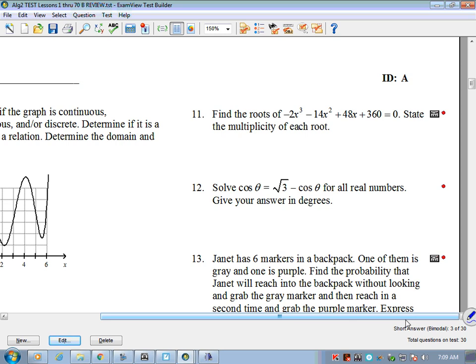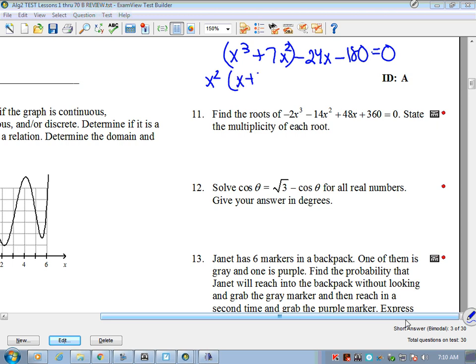If we factor out a -2, that's going to leave me with x cubed plus 7x squared, minus 24x, minus 180 equals 0. Okay. If I try to factor by grouping, we'll see what that looks like. I could take out an x squared. That's going to leave me with x plus 7. Let's see if I can factor. Let's see.